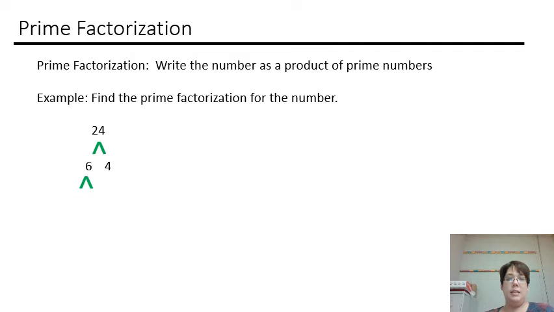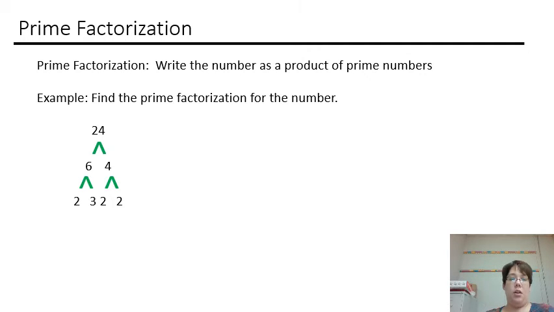So I'm going to take 6 and find factors that multiply to be 6, and factors that multiply to be 4. So for 6, the obvious choice is 2 times 3. For 4, the obvious choice is 2 times 2.